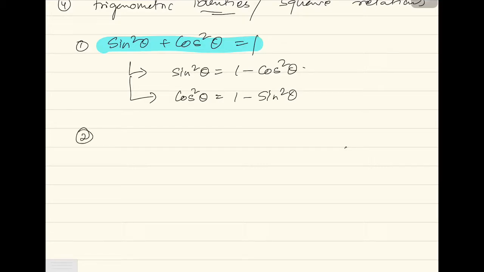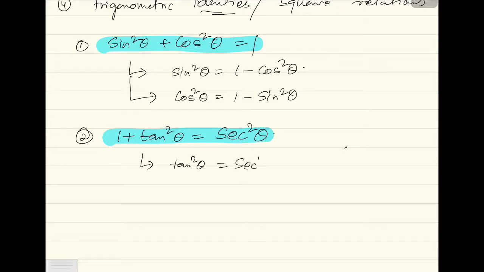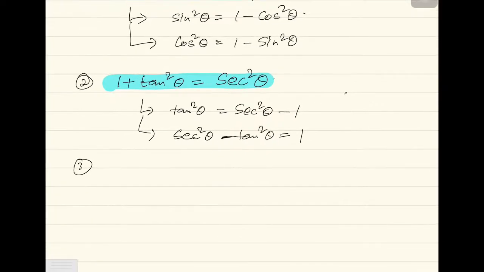What about the second one? The second identity is 1 plus tan square theta equals sec square theta. If you remember, this is the second trigonometric identity. From here I can frame again some other formulas. I can say tan square theta equals sec square theta minus 1, or I can also say that sec square theta minus tan square theta equals 1. Okay, the third one, what about the third one? The third formula is 1 plus, similar to the second one, cot square theta equals cosec square theta, correct?